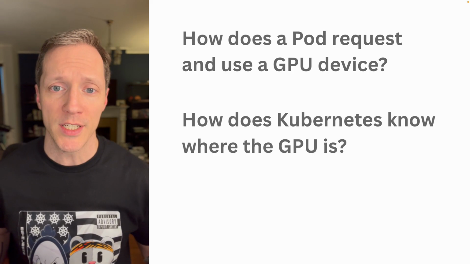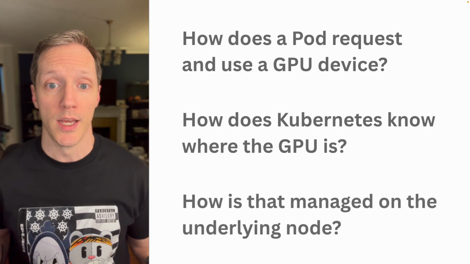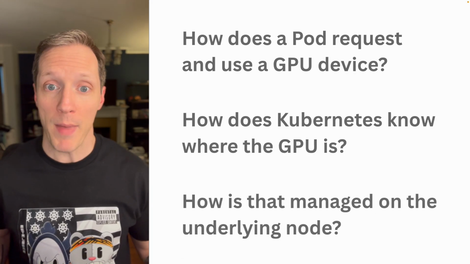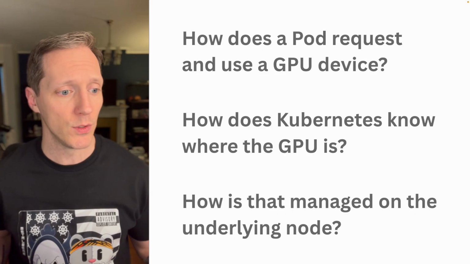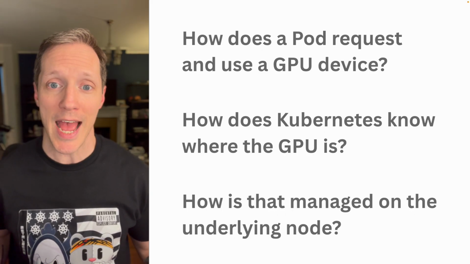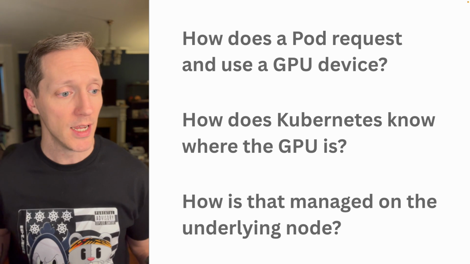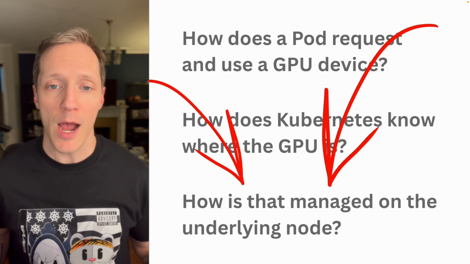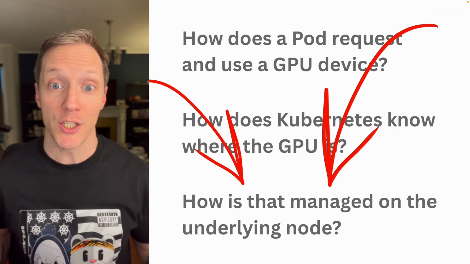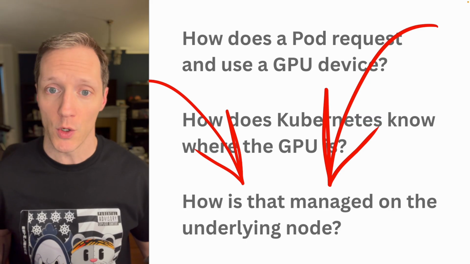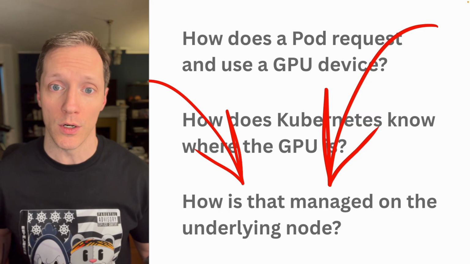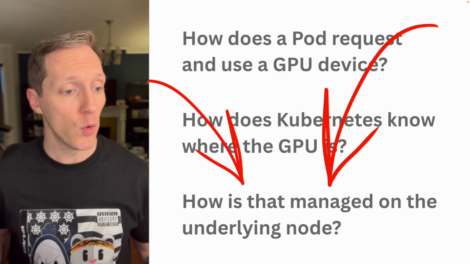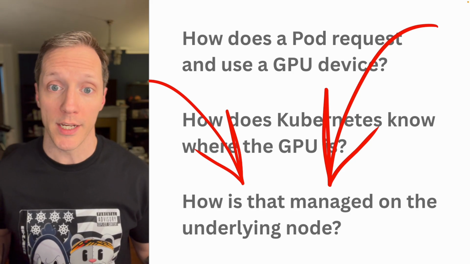That means there's got to be something on the underlying node that advertises it and is managing that GPU device. So the node, the VM in many cases if you're using a hypervisor, has access to that GPU device. Today, we're going to answer that question. How is the VM managing that GPU device, the thing we installed in the previous video? And what does it need to have installed in order to pass that up to the container runtime?